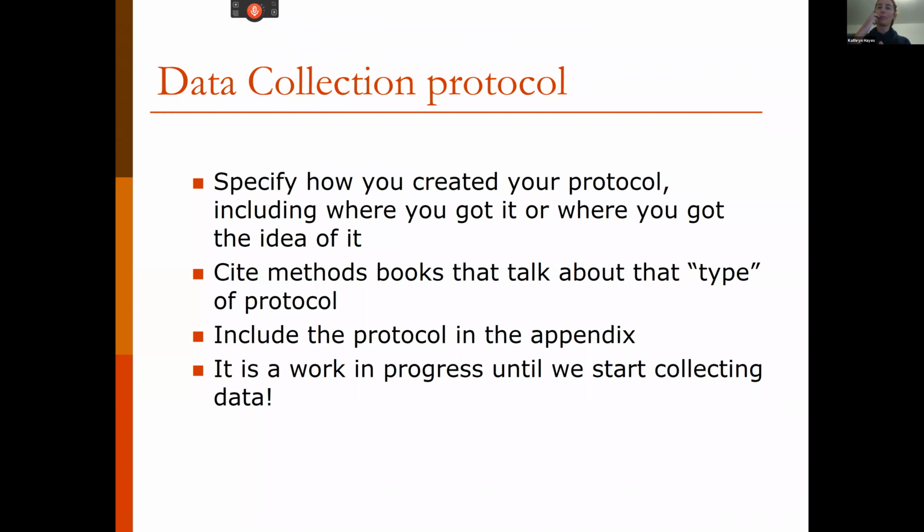Okay, and I'll be giving you feedback, of course, on your methods, so everything is a work in progress until we start collecting data. So enjoy writing up your methods. It actually is one of the easiest and funnest things to write up. You can be somewhat conversational about it. You can be very clear. It doesn't have to be quite as academic.